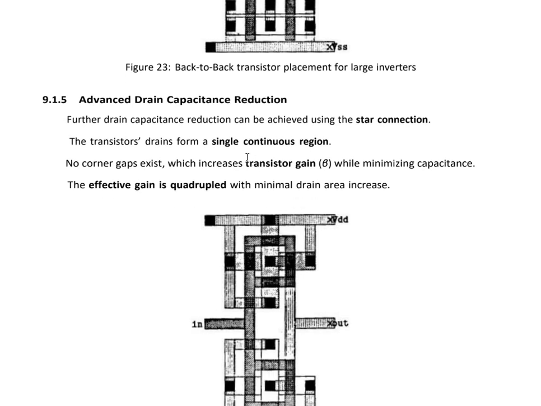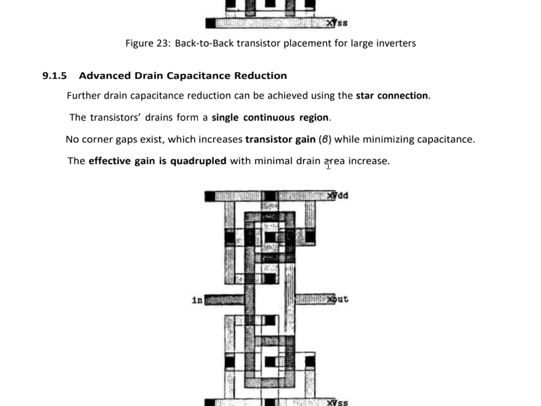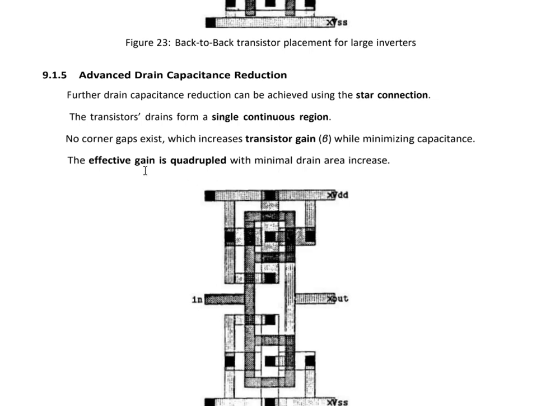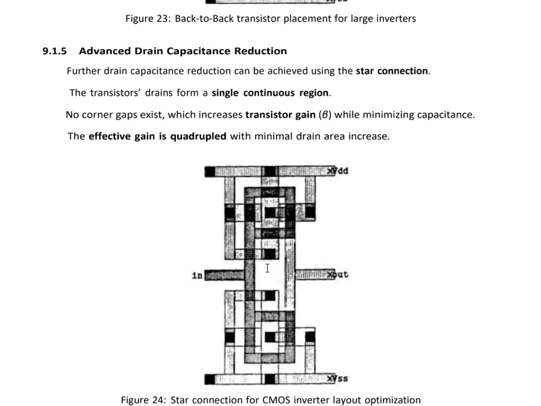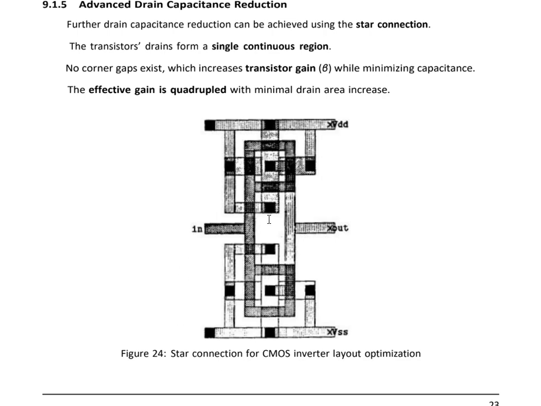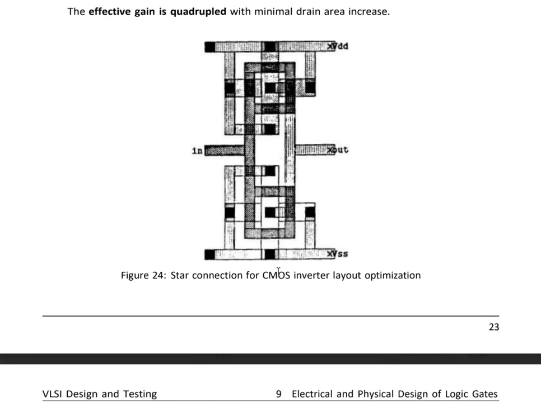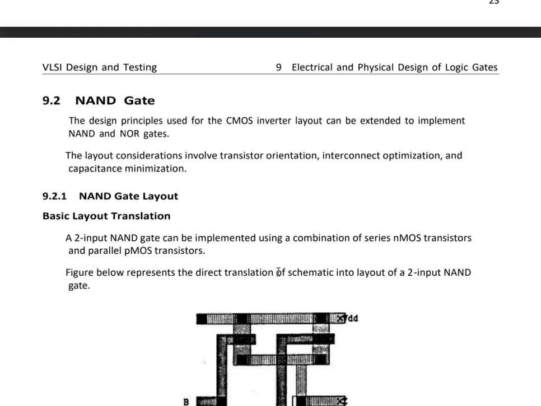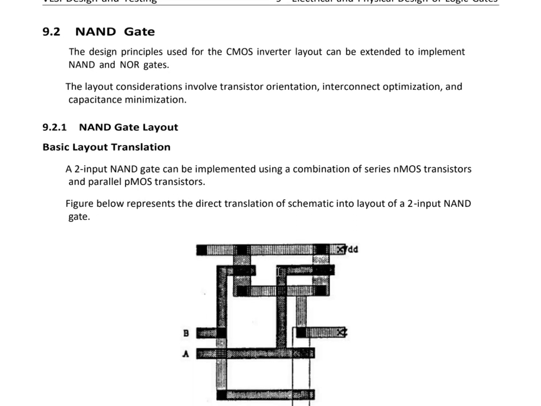So it mainly depends upon the transistor gain beta. No corner gaps exist in this region, and the effective gain is quadrupled, that is 4 times, with minimal drain area increase. So this is the star connection for CMOS inverter layout optimization. Next, after inverter, we'll discuss about NAND gate.